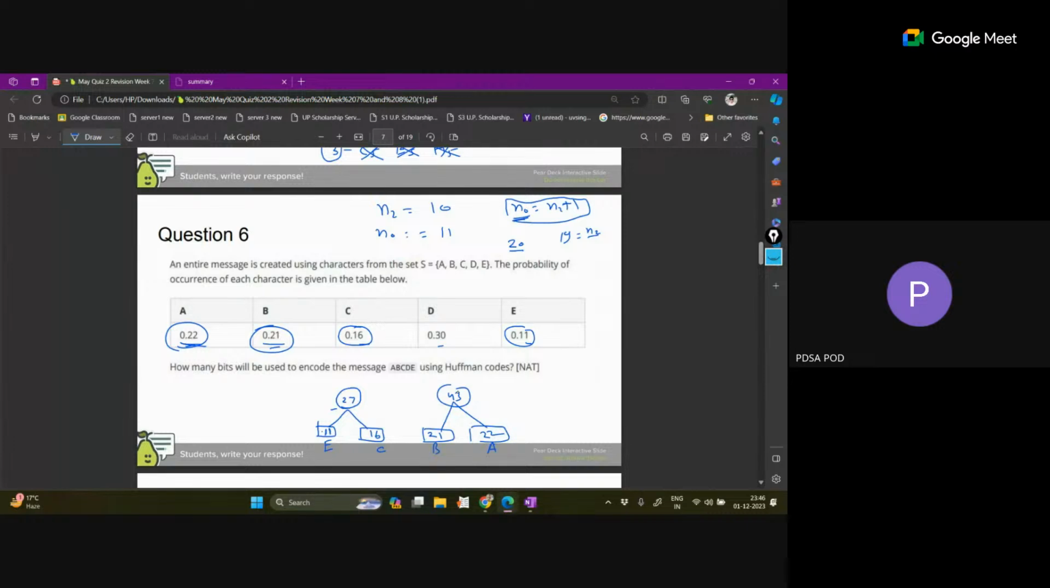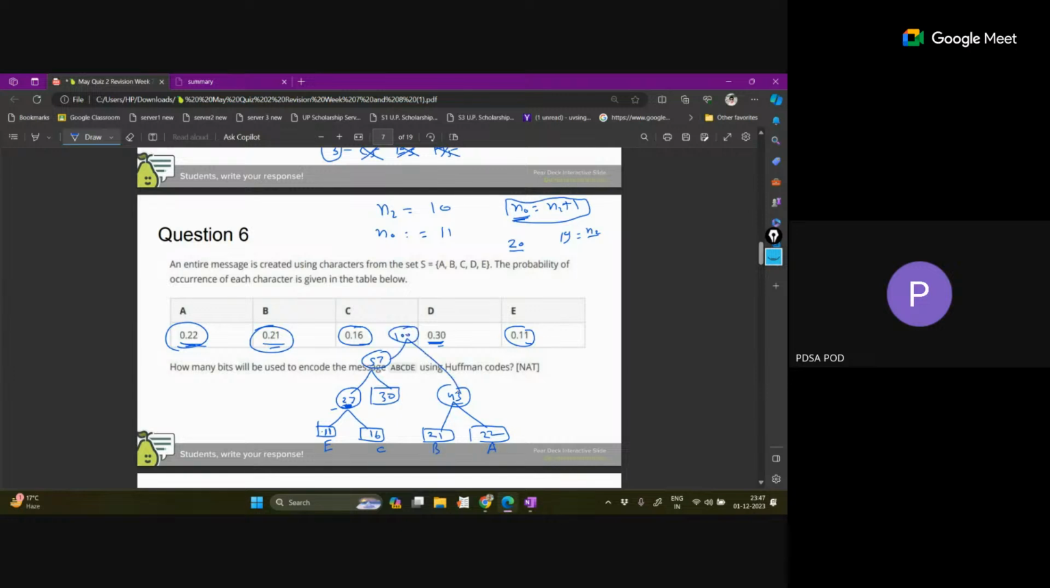Now we have three weights remaining: 27, 43 and 30. The next two smallest are 27 and 30. This 27 is an internal node, and this 30 is the actual character, so the actual one becomes a leaf node along with this 27. So 30, and you will get 57. Now we have only two remaining, 57 and 43. These will be added to get 100.